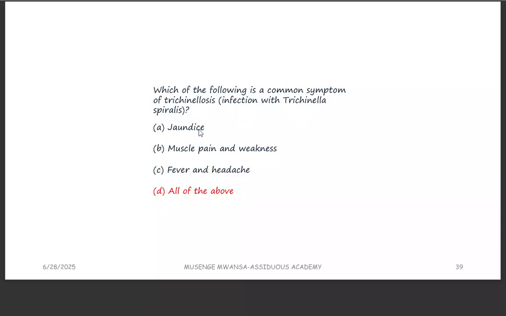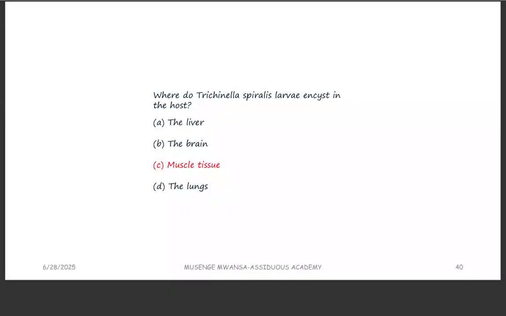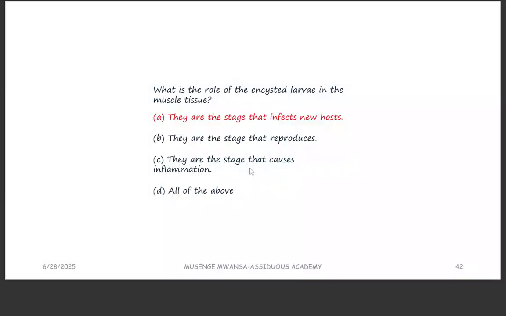Which of the following is a common symptom of trichinellosis? Jaundice, muscle pain and weakness, fever and headache. So all these are signs, right? Where do Trichinella spiralis larvae encyst in the host? It's in the muscle tissue. Which of the following is not a typical host for Trichinella spiralis? Chickens are usually not, though we said there's some form of zoonosis, but typically chickens are not. But you can find it in other animals like humans, pigs, rats.